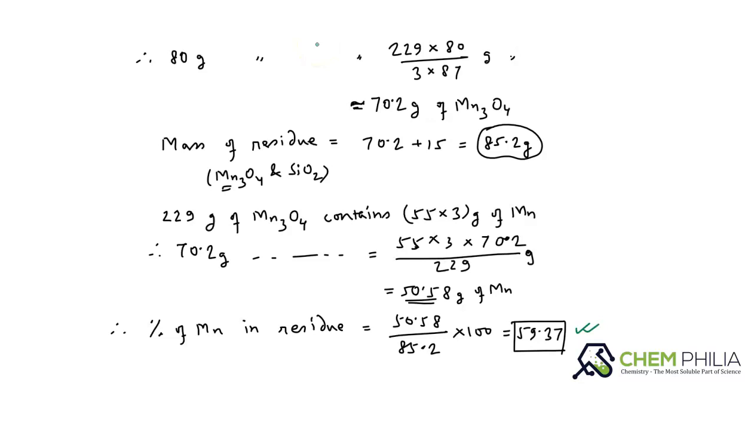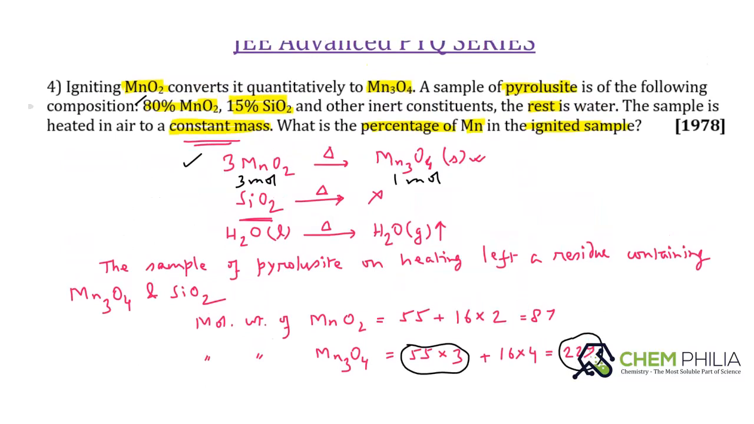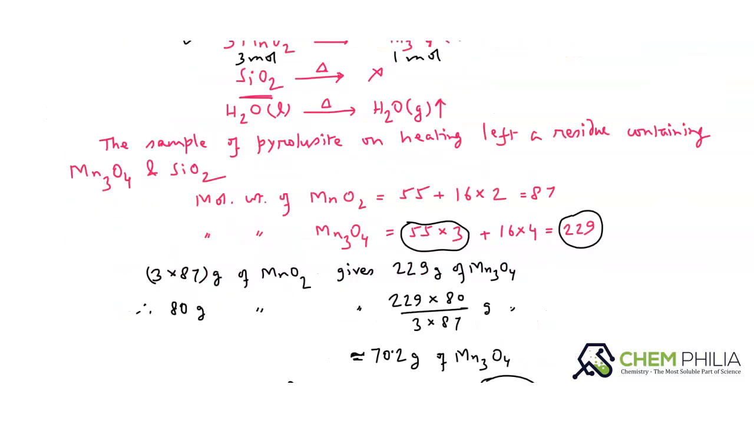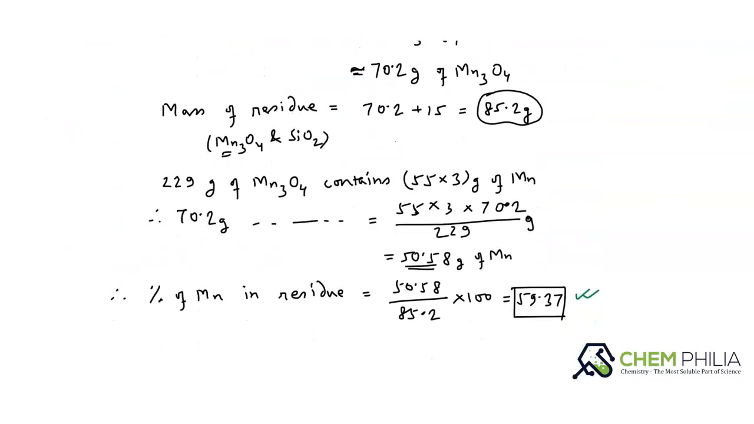So the percentage of manganese in residue means ignited sample. You can see in the question it was asked the percentage of manganese in ignited sample. Ignited sample means the sample after heating. So percentage of manganese in the residue or the sample after heating, that is 59.37%. So I hope you have understood this question. So let us move on to the next question.